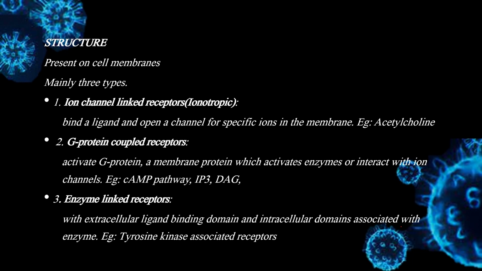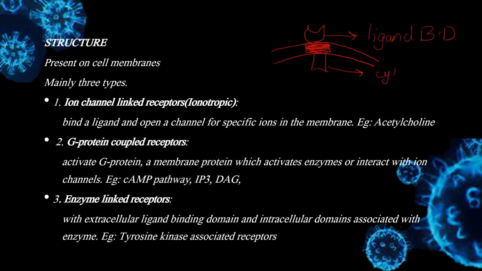Coming to the structure of the cell surface receptors, they are usually embedded in the plasma membrane. Suppose this is the lipid bilayer, and these cell surface receptors will have three domains. One at the center, that is the transmembrane domain, and another one is the extracellular domain for binding ligand. So that is the ligand binding domain, that is extracellular, and also it will have an intracellular cytosolic domain.